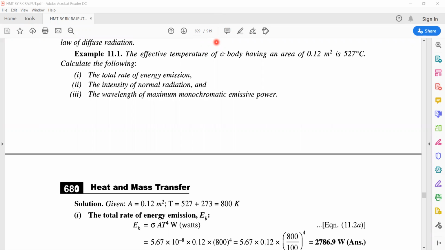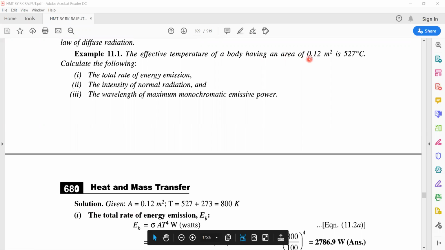The effective temperature of a body having an area of 0.12 meters square is 527 degrees centigrade. Calculate the following: first, the total rate of energy emission; second, the intensity of normal radiation; third, the wavelength of maximum monochromatic emissive power. So this is the given data.